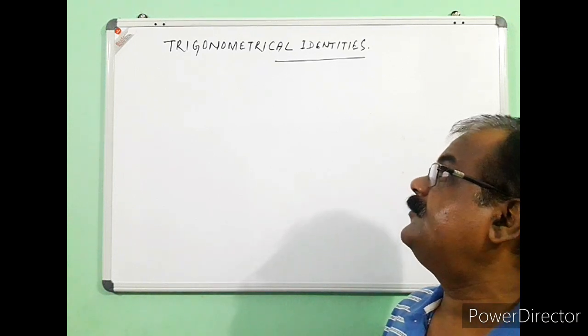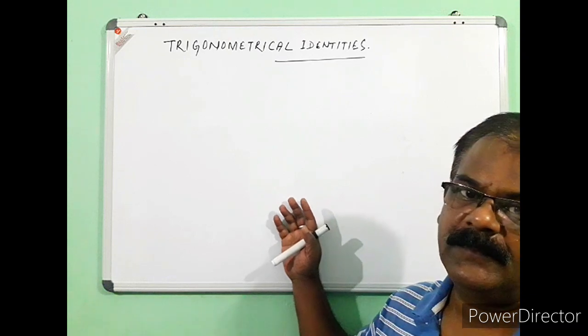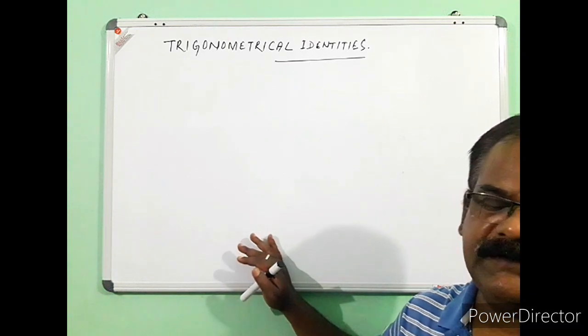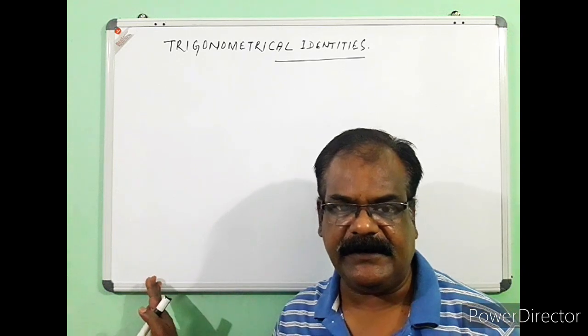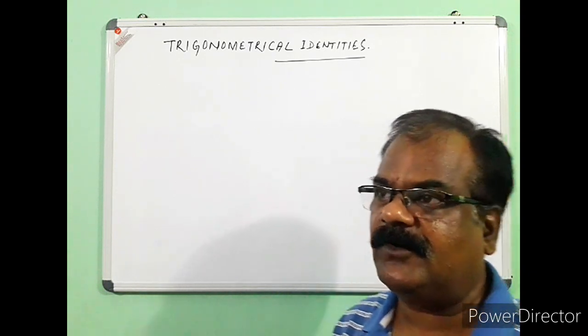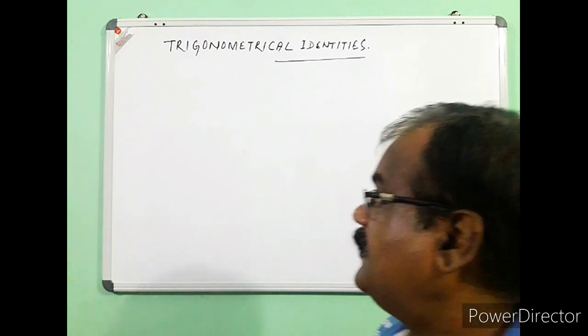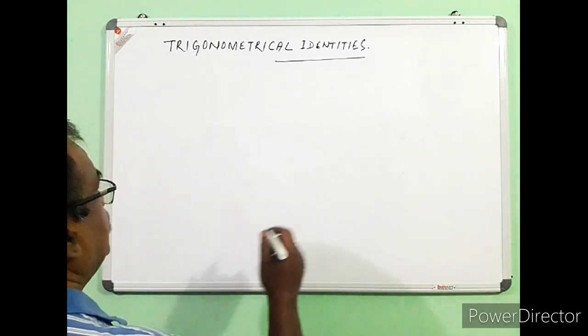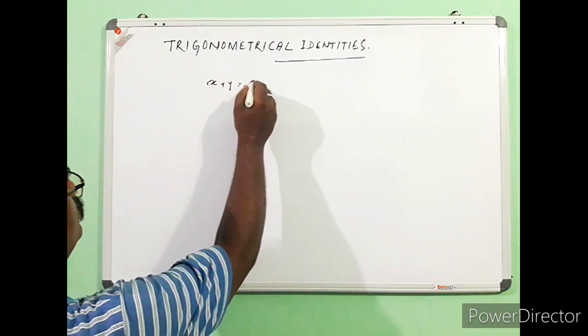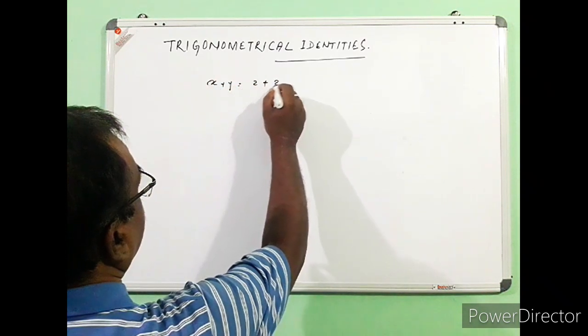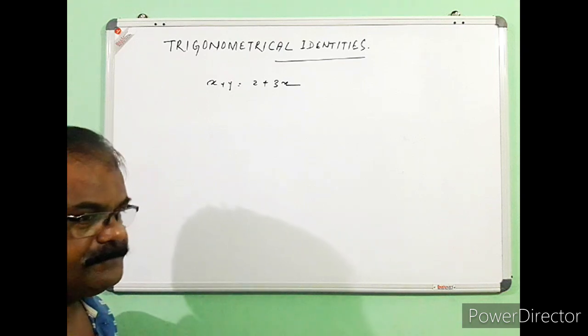Let us discuss trigonometrical identities. So first of all, what is an identity? If we look at identities, we can say that this is a sort of equation. As you have already known in algebra, when we say that x plus y is equal to 2 plus 3x, this is a sort of equation.